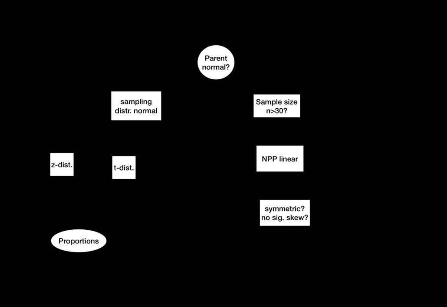So, little flow chart here to get us thinking. If my parent population is normal, then my sampling distribution is normal. If my parent population shape is unknown, if we don't know it, or it's clearly not normal, then I've got to look and say, well, how big is my sample size? If my sample size is greater than 30, yes, then my sampling distribution is normal.